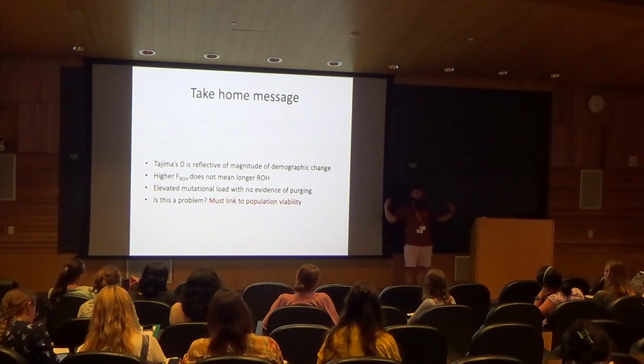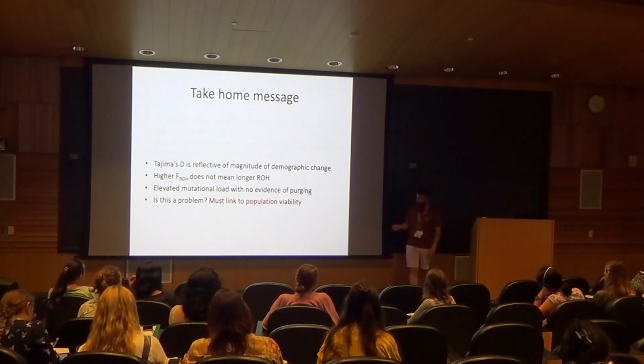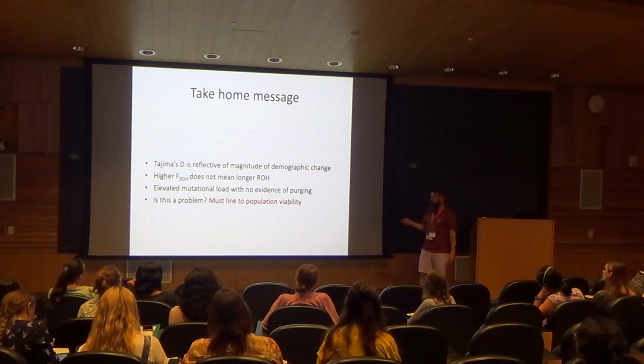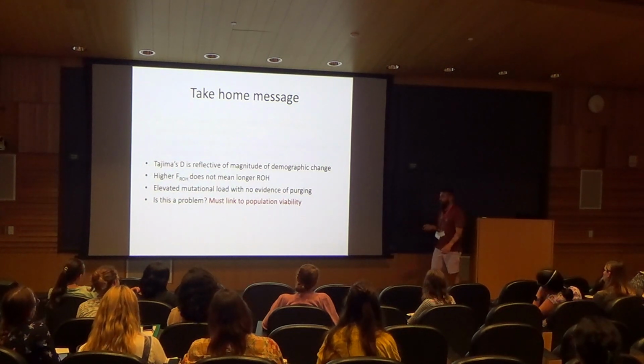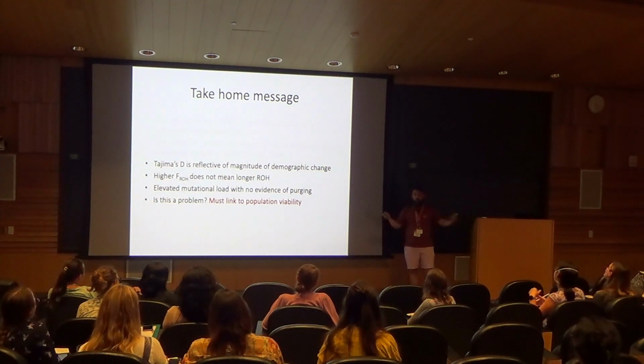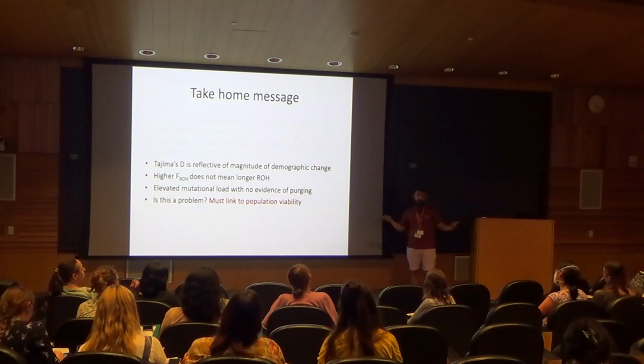And so getting back to that initial question I had about the problem, do these metrics collectively suggest these populations are at risk? Are these metrics collectively a problem? And a bit of a lackluster ending, I don't know the answer. I don't know what I would tell managers about these populations.